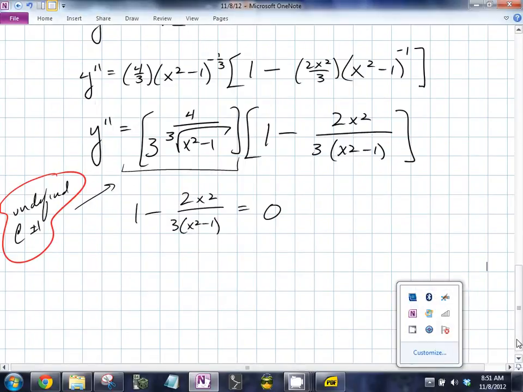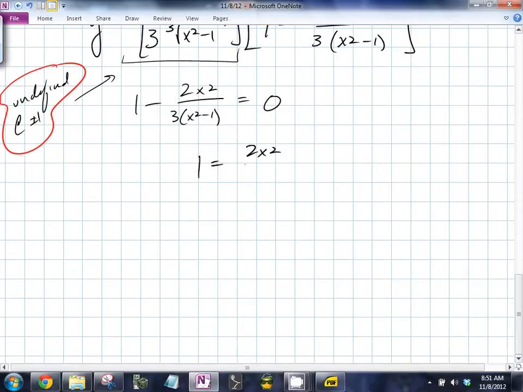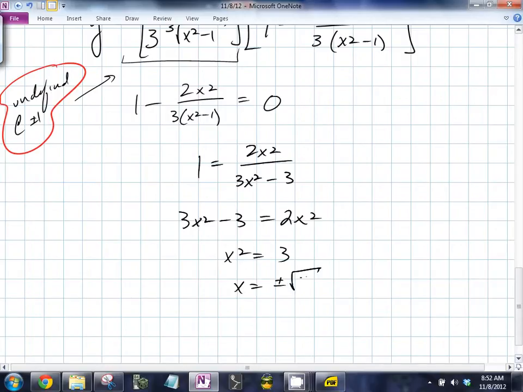Let's pause this for a second here and see what we think. So 1 is equal to what? 2x squared over 3x squared minus 3. So 3x squared minus 3 is equal to 2x squared. So x squared is equal to 3. So x is equal to plus or minus root 3. Is that relatively a nice answer? That's relatively a nice answer.